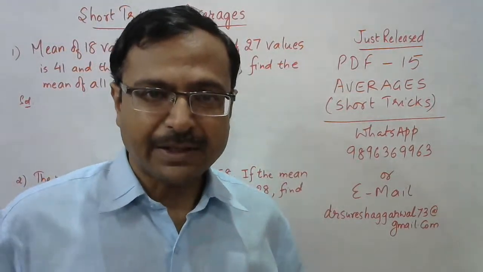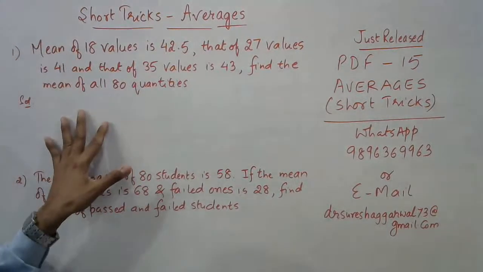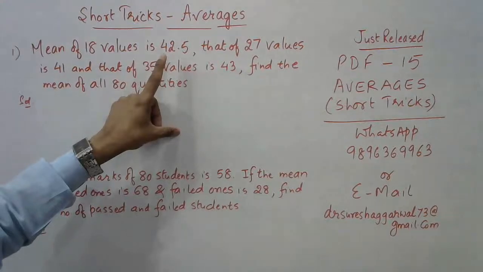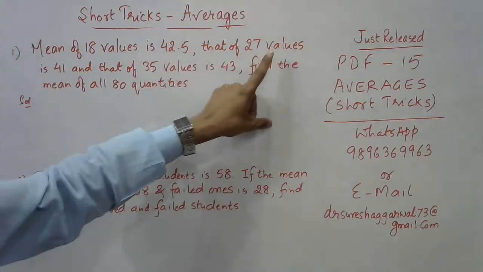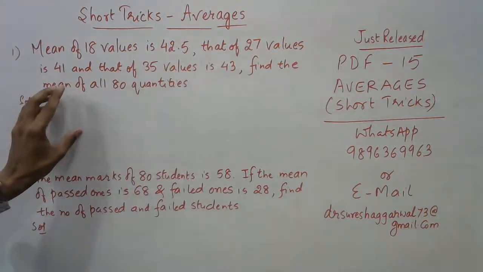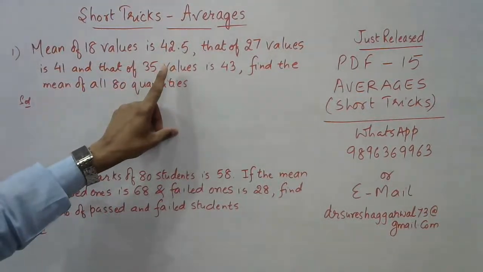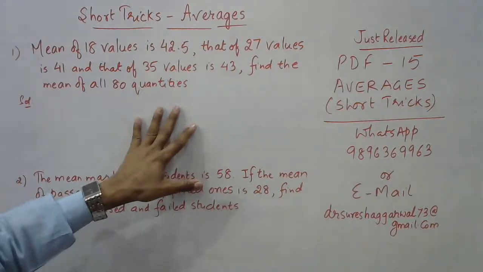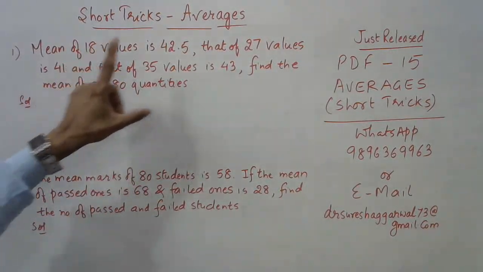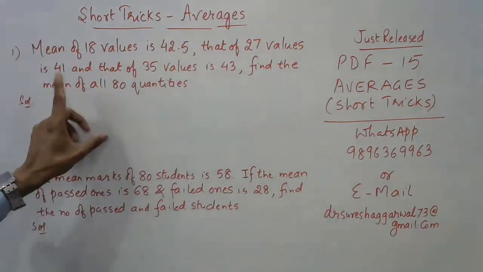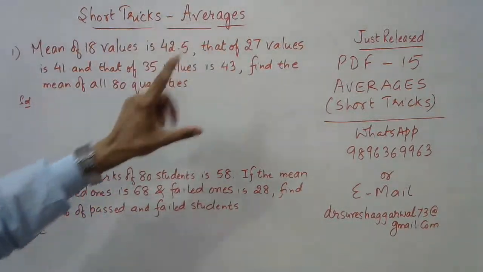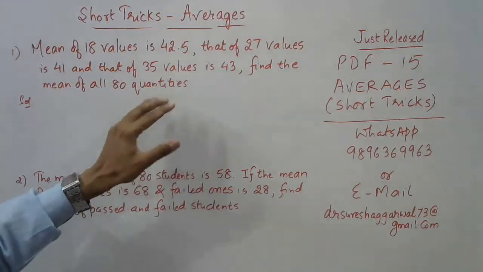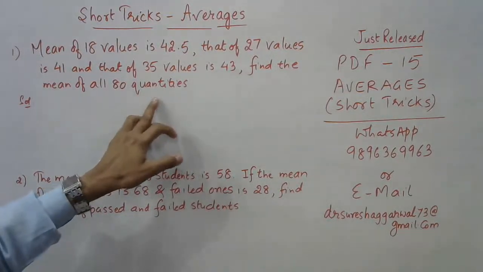Coming to the topic back again, see this problem here. The mean of 18 values is 42.5. That of 27 values is 41, and that of 35 values is 43. So we have been given three different means in this case. This is 18 values 42.5, 27 values 41, and 35 values 43. So different number of values and different means. You need to find the mean of all 80 quantities. So the paper setter has already told you that there are 80 quantities.